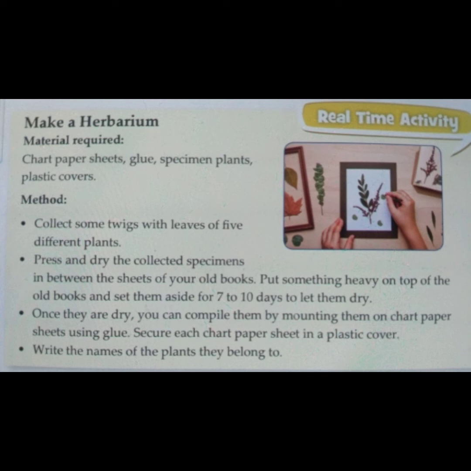What you have to do is take the leaves, use the glue and stick them onto the paper. Secure each chart paper sheet in a plastic cover. Write the name of the plant each belongs to. For example, if you're taking rose leaves, once they are dried, you stick them onto the A4 sheet and write the name of the plant.